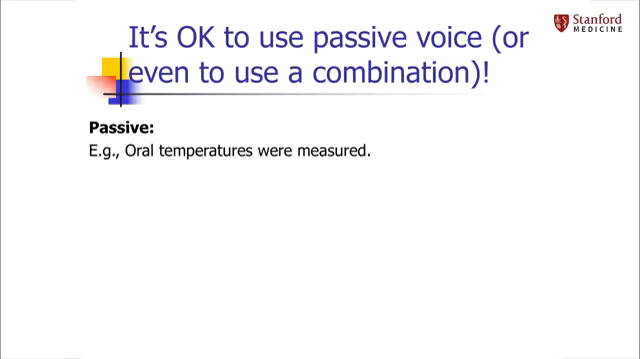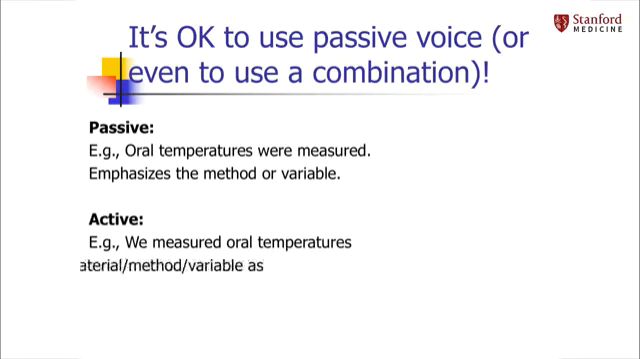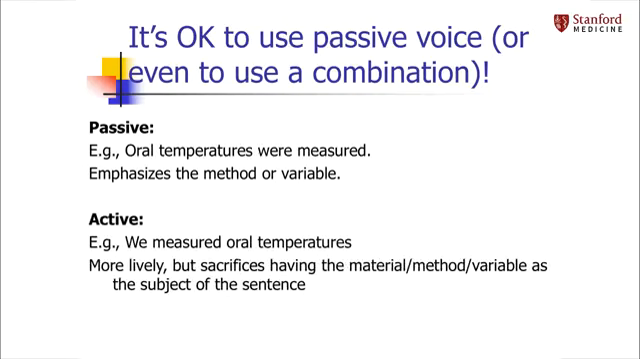For example, oral temperatures were measured. That's in the passive voice. That emphasizes the oral temperatures as opposed to the researcher who is taking the temperatures. The active voice here would be we measured oral temperatures, and that's okay. It's more lively, I think, but again, it fails to emphasize the material, method, or variable of interest, and one could argue that you want to emphasize that material or method in the method section.